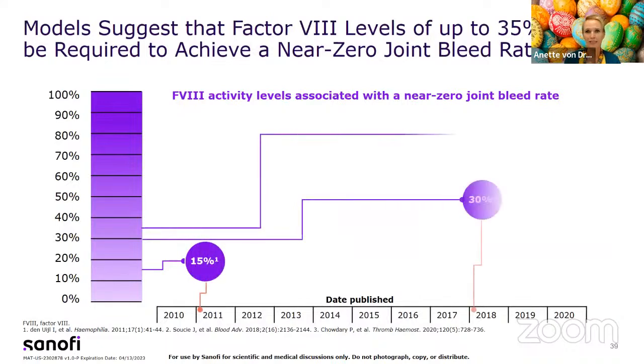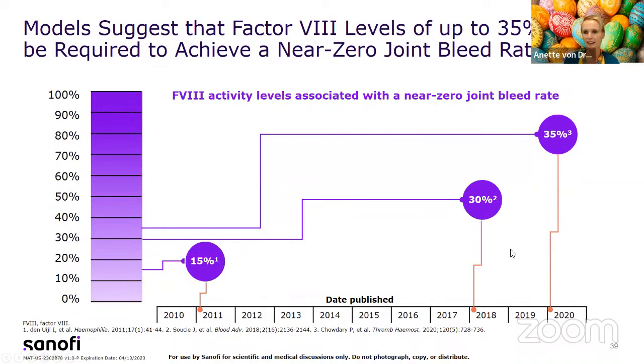So from all of these studies, there are now models to suggest that factor VIII levels up to 35% may be required to achieve a near zero joint bleed rate. Of course, this is aspirational, but we can all be aspirational. And that is sort of the predicament now in 2020. And you can see here in 2010, we were still grappling with it above 1% and sort of discussed, well, best would be maybe 15%.